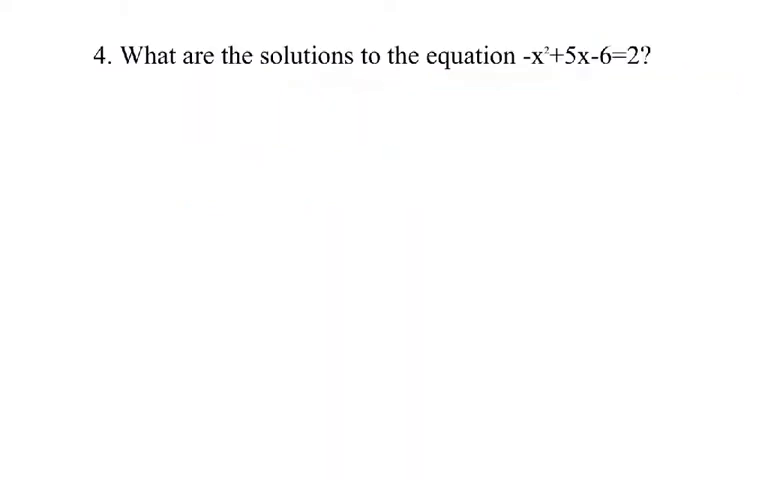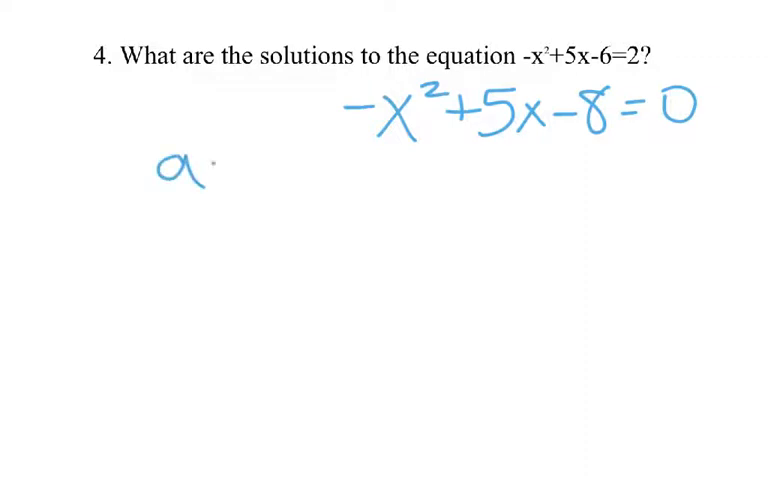Same thing with this one. What are the solutions to the equation? So remember that you always want to have a quadratic equal to 0. So the first thing I'm going to do is subtract 2 to the other side, and I'm going to get this. Just by looking at it, I can tell it's not going to be able to be factored. I don't know if it's going to be able to be graphed, so I'm just going to go ahead and use the quadratic formula just to save time.